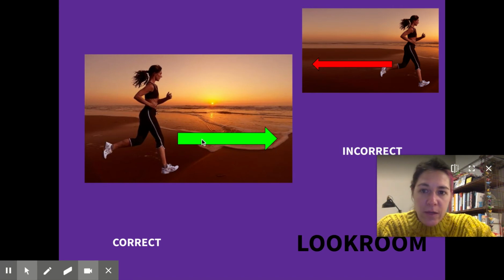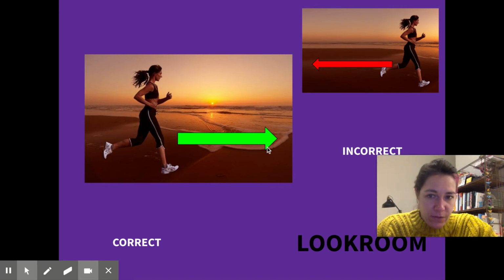So this runner is moving towards the right side of the frame, so that empty space is towards the right side of the frame. As opposed to the incorrect version up top, it looks like she's going to just run into the edge of that frame. You don't want that.